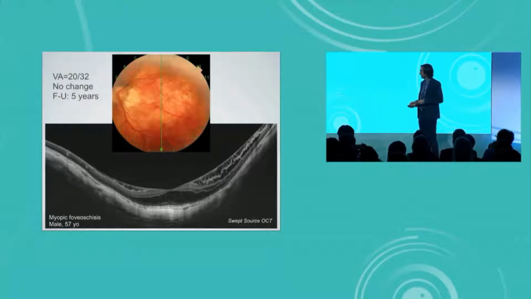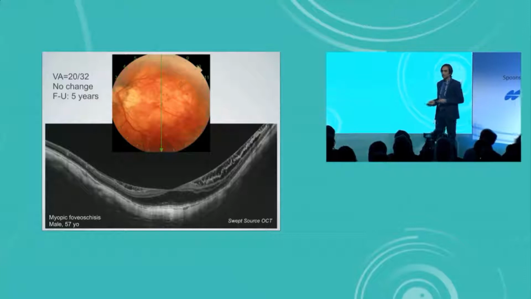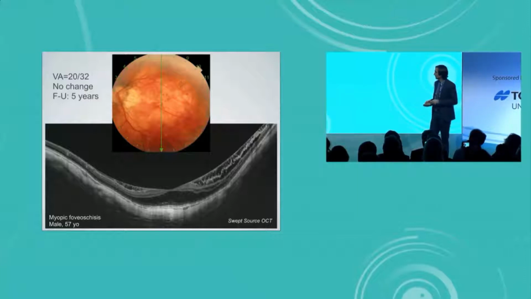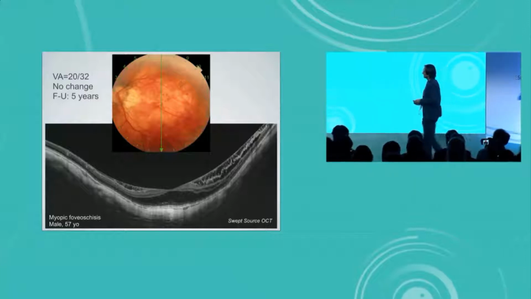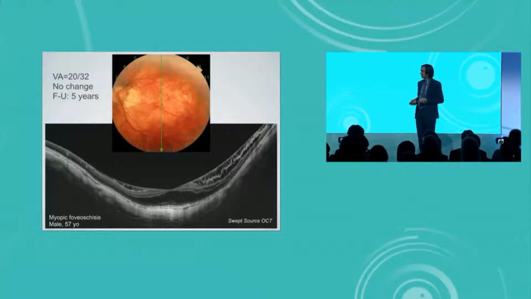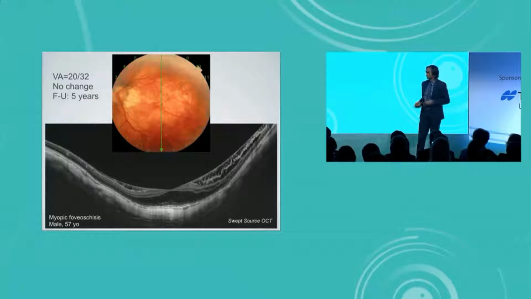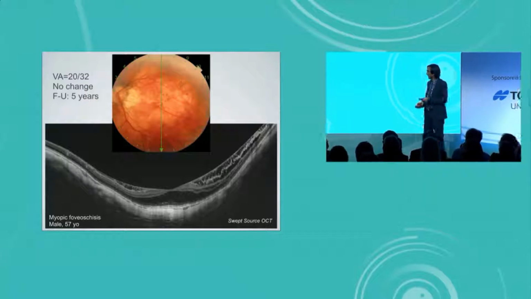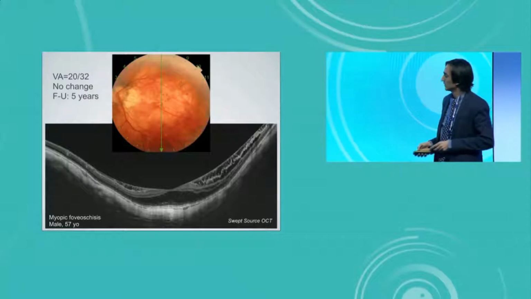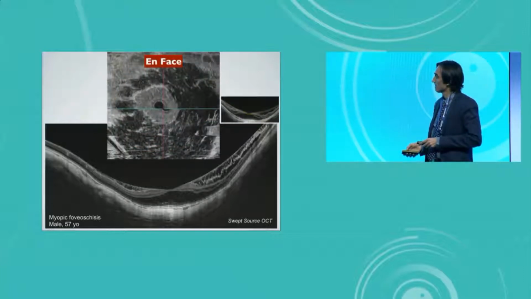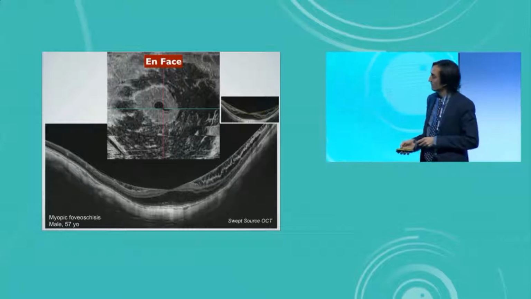And in the topic of foveoschisis, we know that many cases of these are stable over time and they don't need to be treated unless they develop visual acuity loss or they develop a full thickness macular hole. This man was followed for 5 years and the lesion was stable with no change both in visual acuity and in the appearance on the swept-source OCT. This is the same case, imaged with en-face imaging.